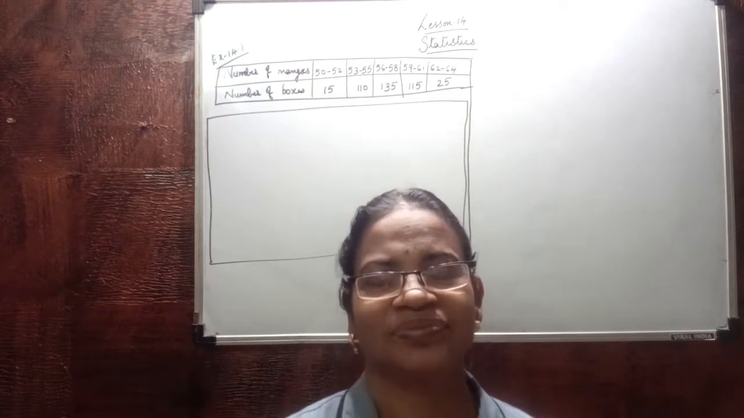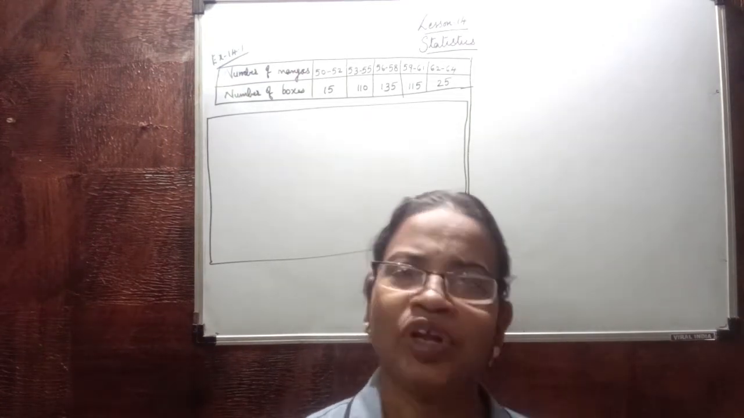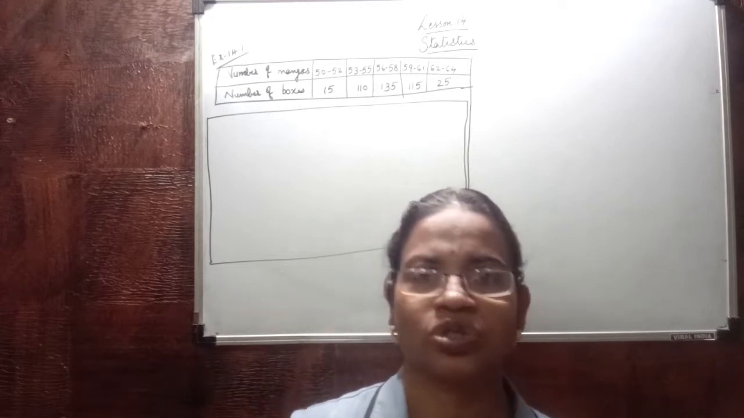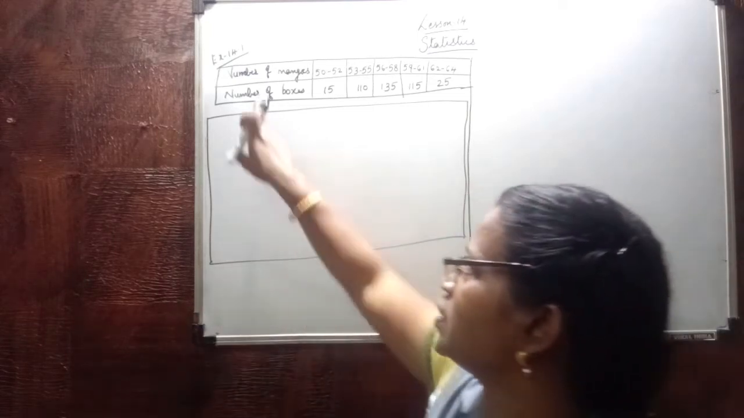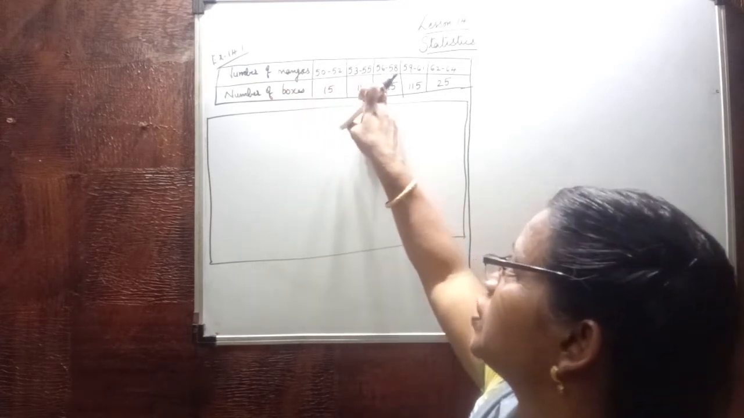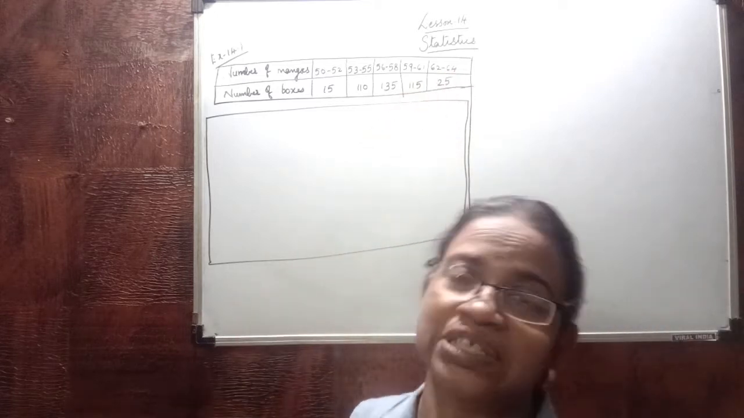Good morning to all. Previous day I gave you 3 homeworks and many of you submitted also. But some of you had a doubt about the fifth question, 14.1 fifth question. And the question is: 50 to 52, 53 to 55, 56 to 58, 59 to 61 and 62 to 64.